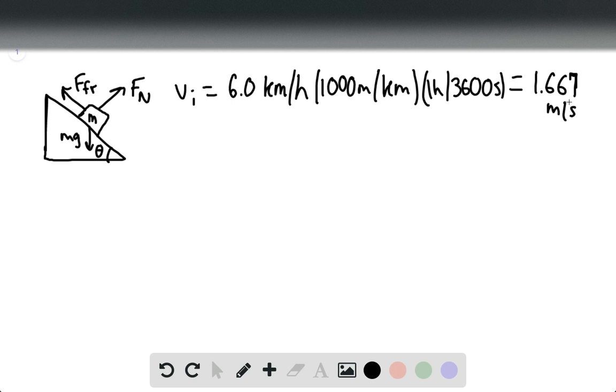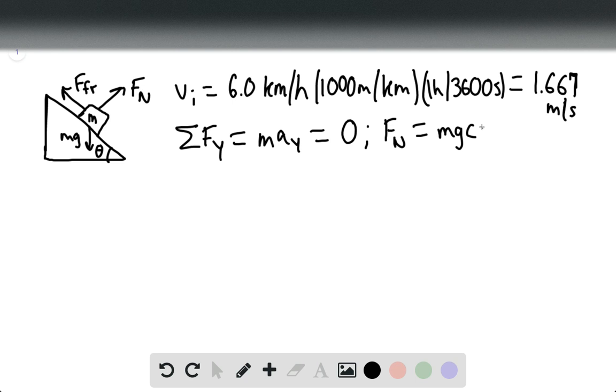meters per second. At this point, we can say that sigma F in the y direction is equal to ma. Rather, it's ma in y, and this is going to be equal to 0 because there's no motion in the y direction. So we can say that force normal equals the y component of gravity, so mg cosine of theta.